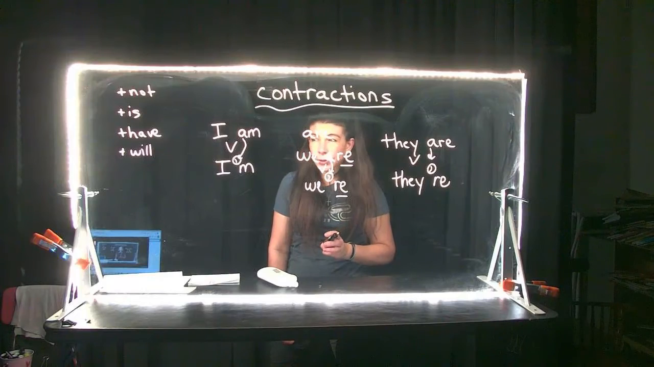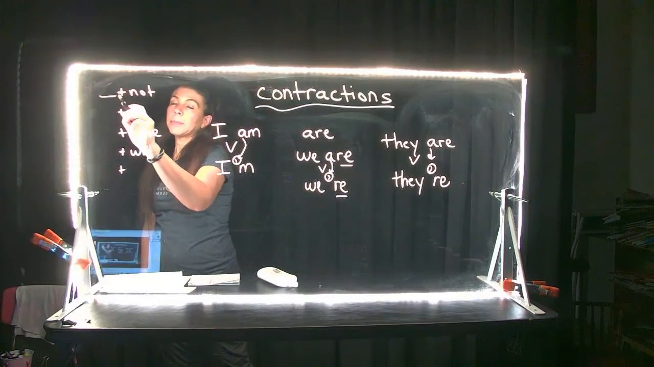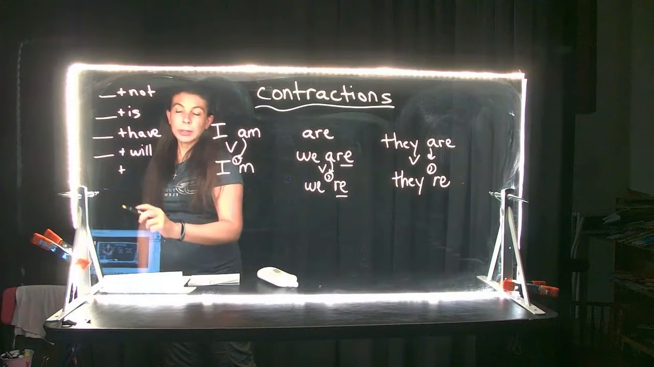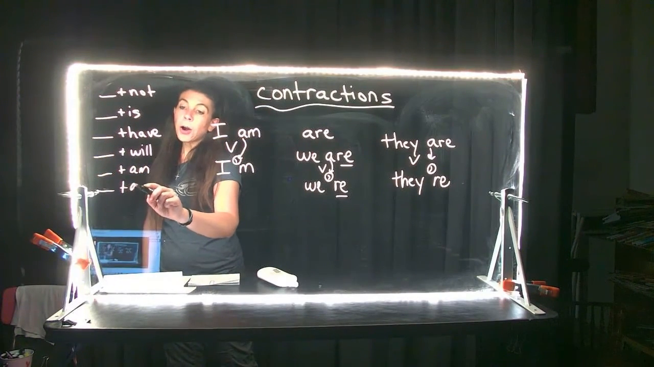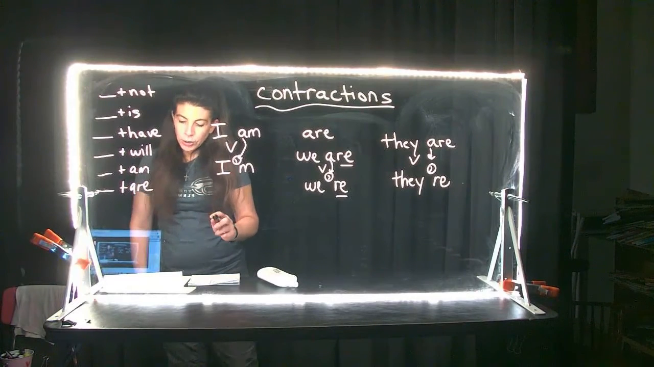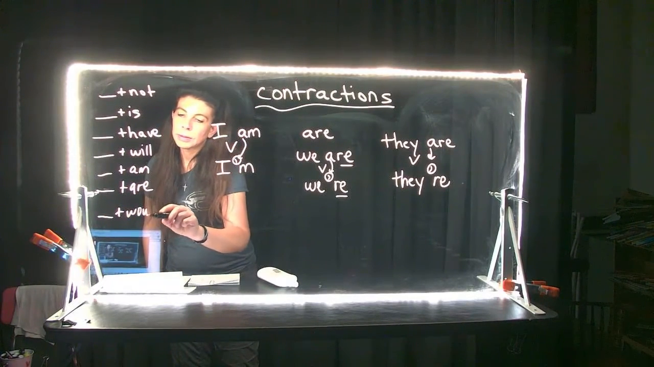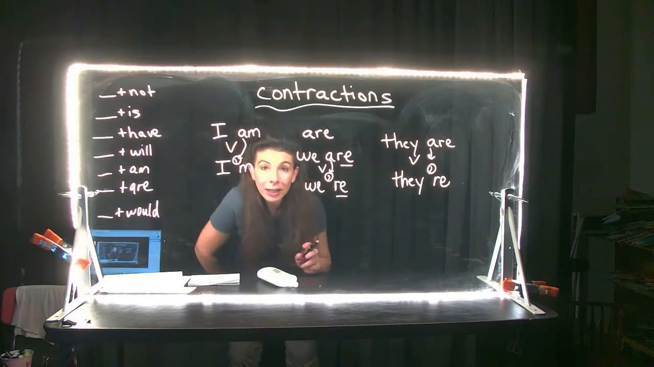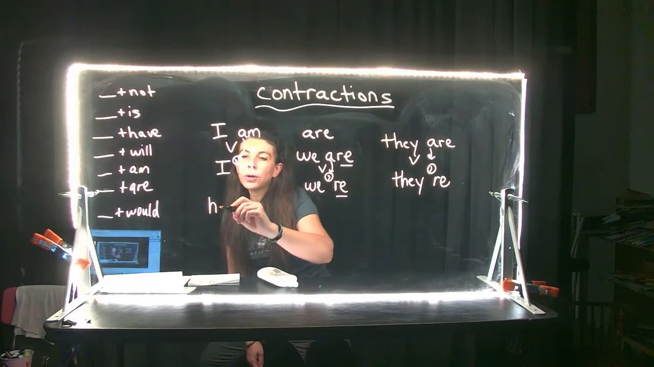So we can have something plus not, something plus is, something plus have, something plus will, something plus am, something plus are. You can also have something plus would. He would be tired after the game. He'd be tired. He would be tired.